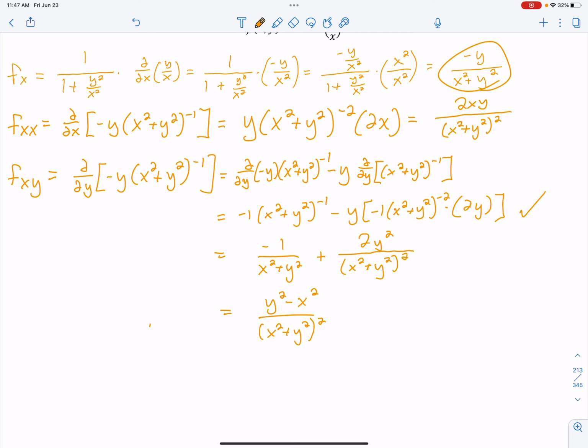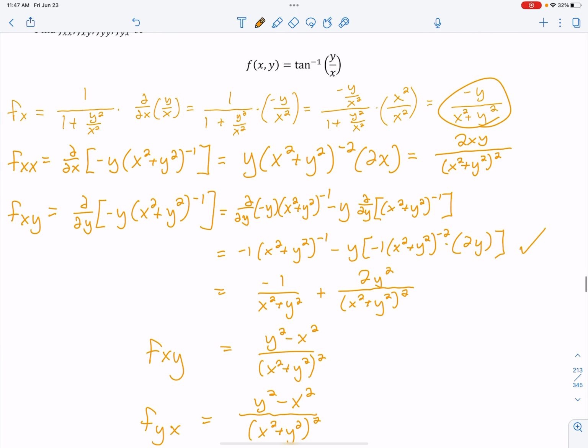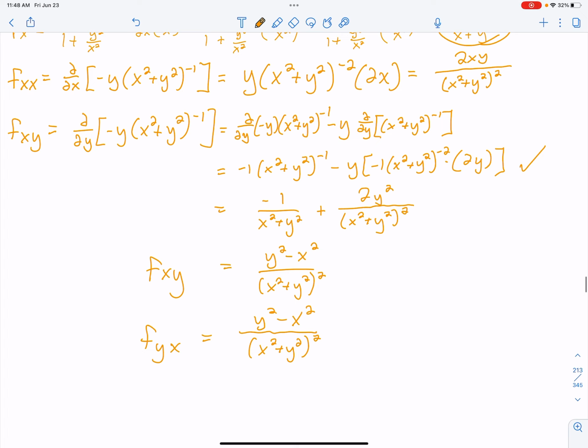Now, I am going to cheat here. I have fxy, and I can also find fyx. Fyx is going to be the same exact thing, as long as our partials are continuous on a region. Our partial was right here, and it is continuous everywhere except for x and y equaling 0, but even in our original function, x couldn't be 0 anyway, so we're okay. And y could be 0, as long as x is not 0.